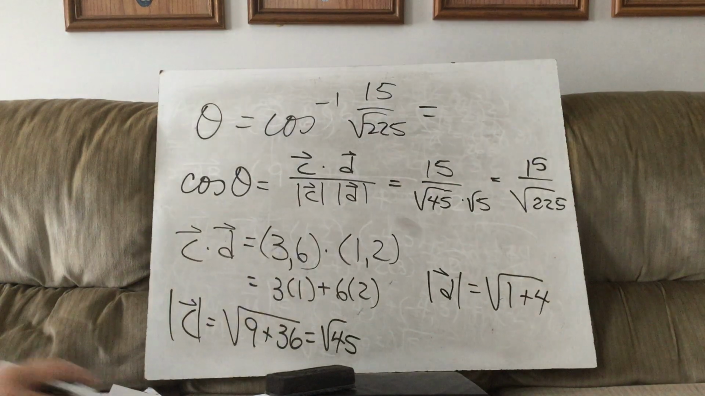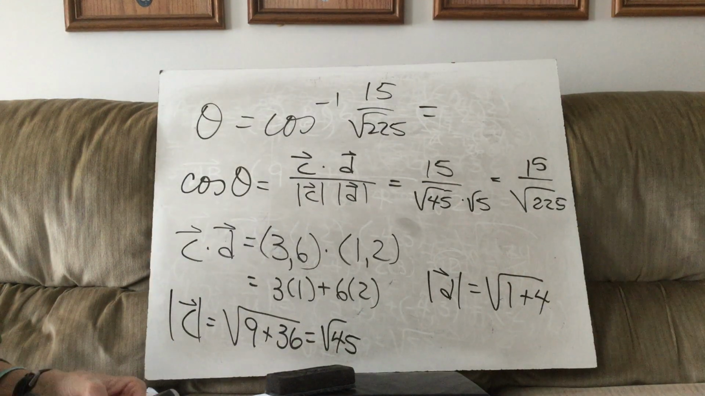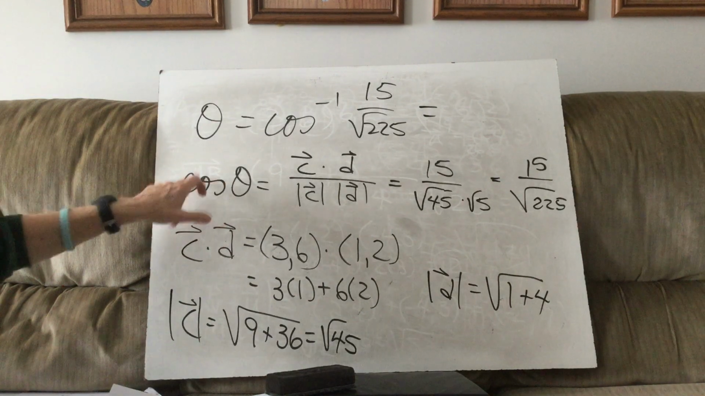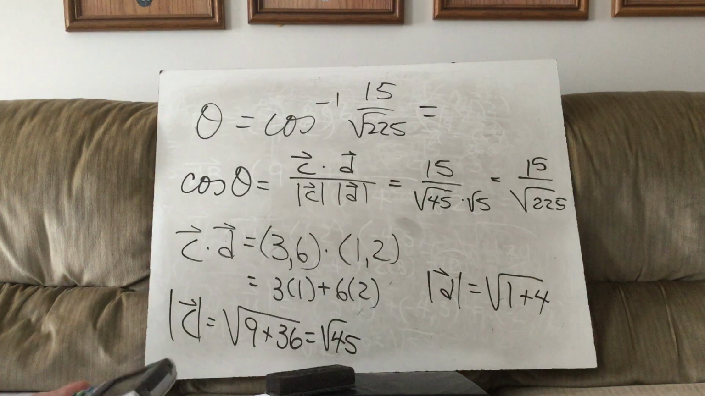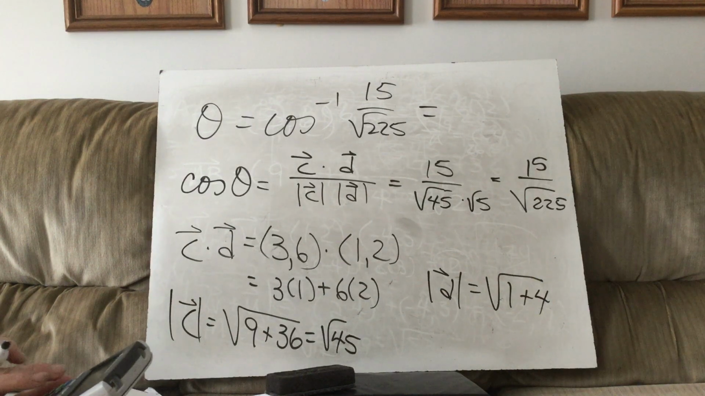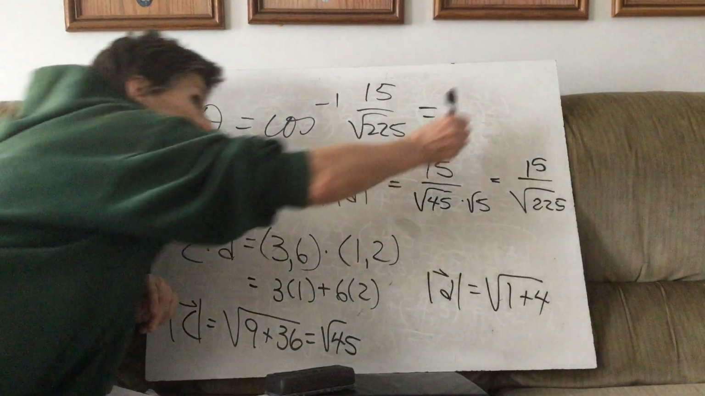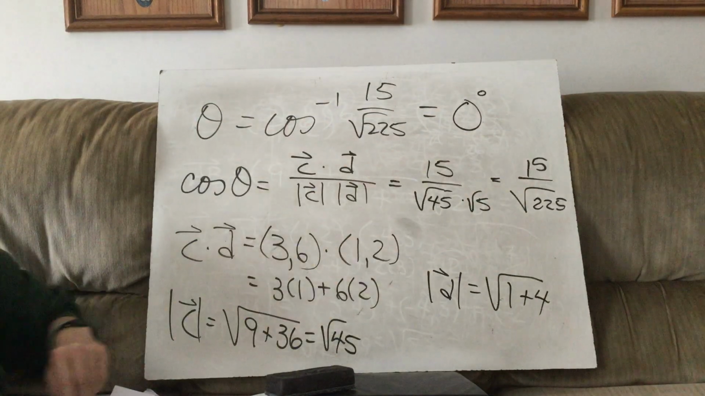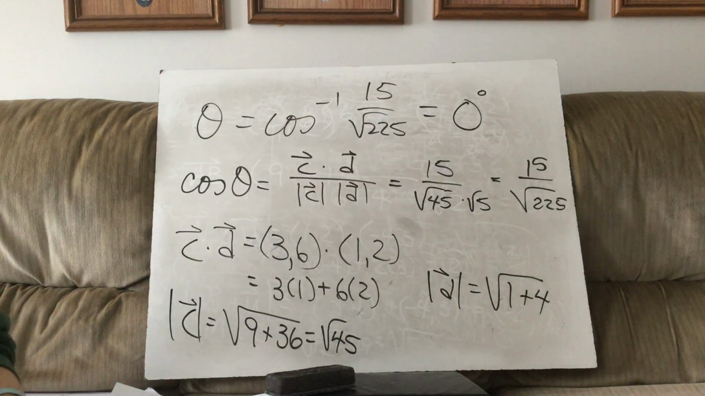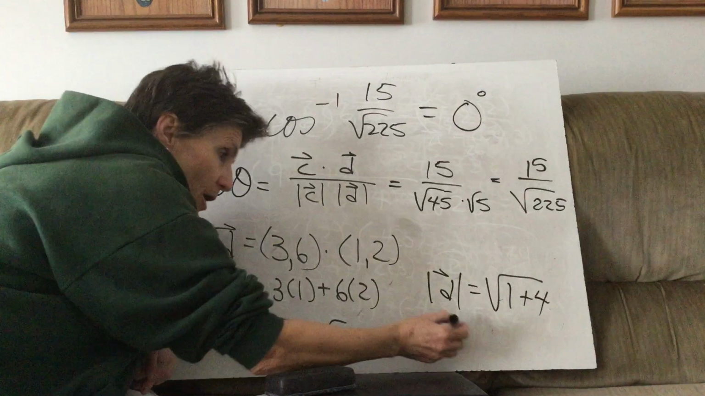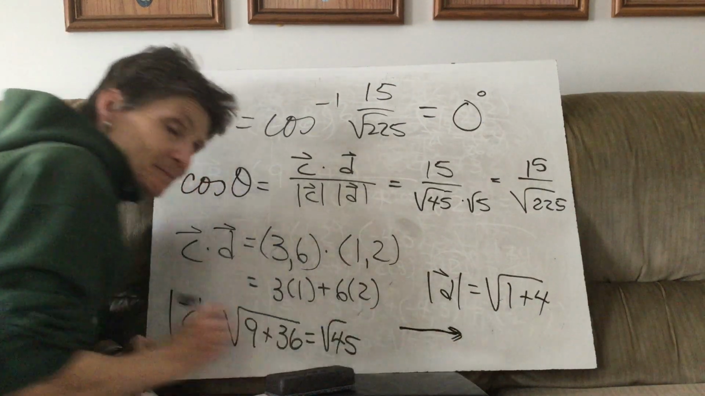And so when I second cosine that, because the formula is cosine theta, so to get theta we have to second. So second cosine 15 divided by the square root of 225, I got 0. The angle between these 2 vectors is 0, which means what would happen if we drew these 2 vectors? If the angle between them is 0, aren't they right on top of each other?